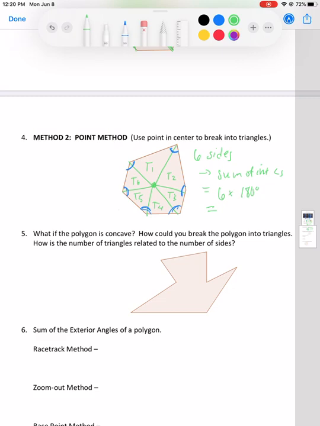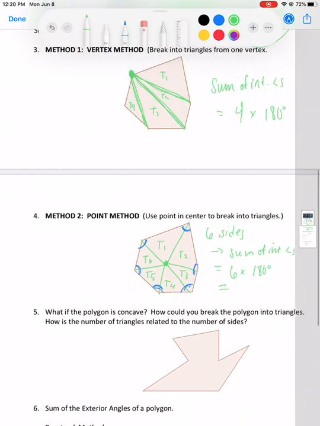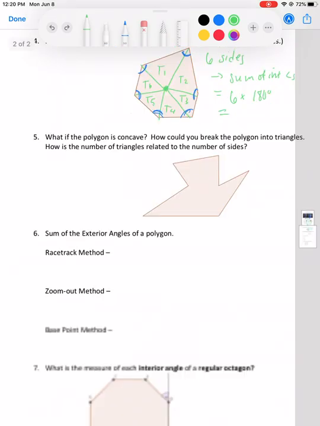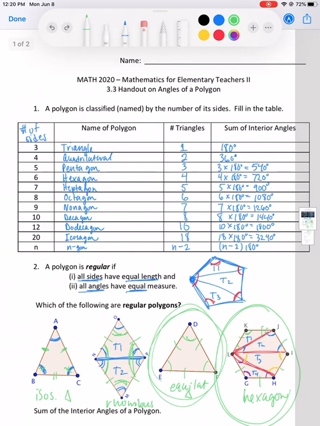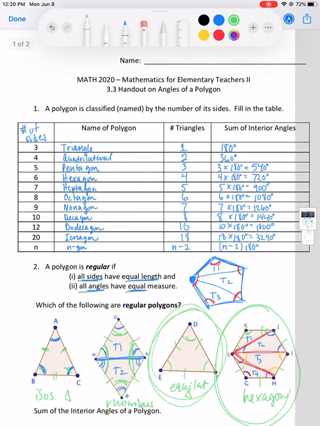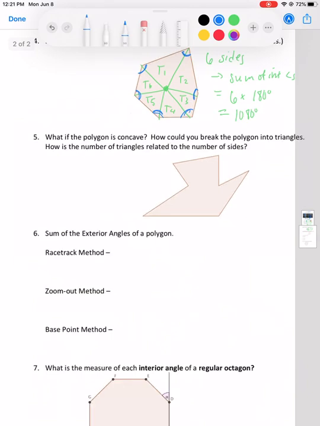Because we know that 6 times 180, according to our table, is 1080. But our hexagon, according to our table, says that it is 720. So it looks like I'm double counting something, because my answer is too high.